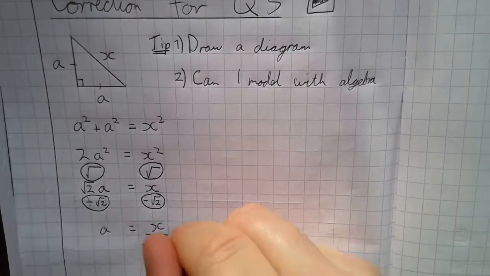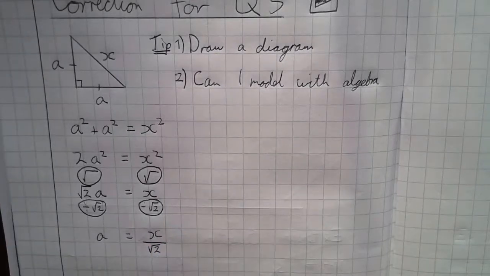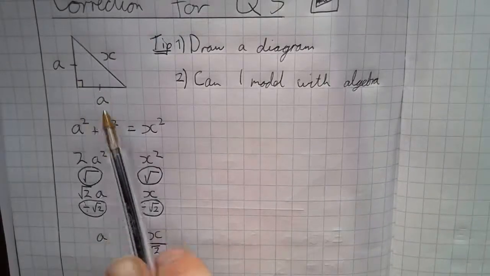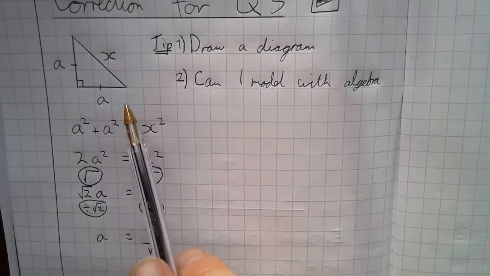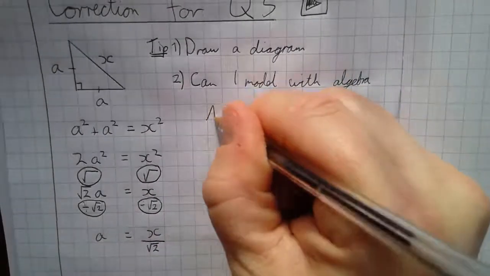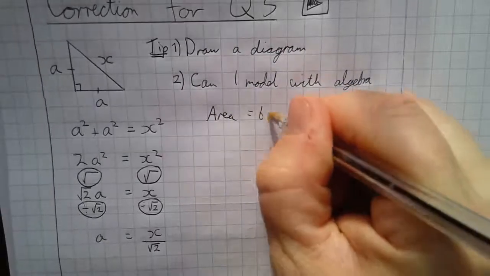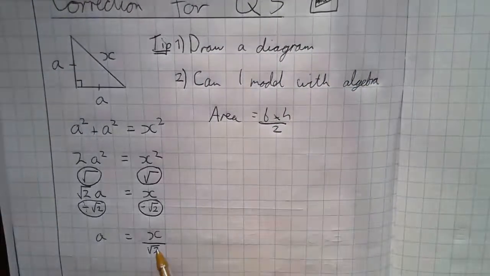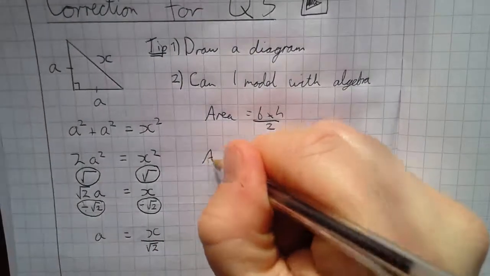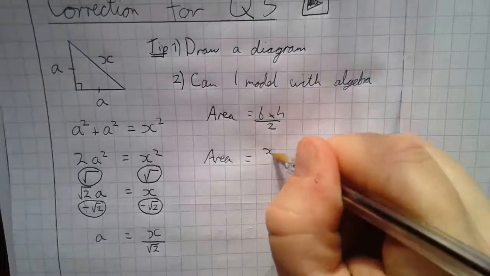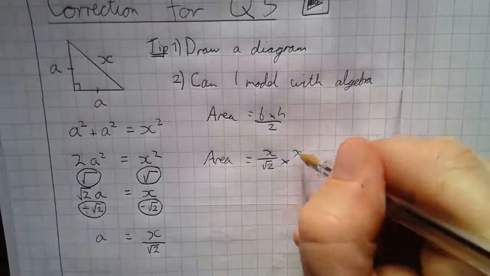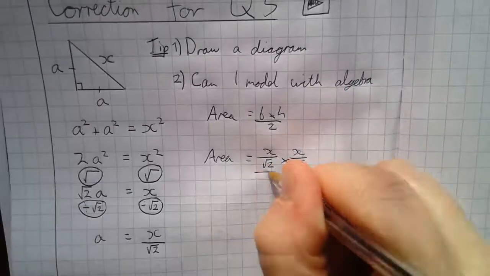x over root 2. Okay, and that's the key thing, because I now know what A is in terms of x. So I know my area is base times height divided by 2. So this is my base and my height. So my area here is x over root 2 times x over root 2 divided by 2.